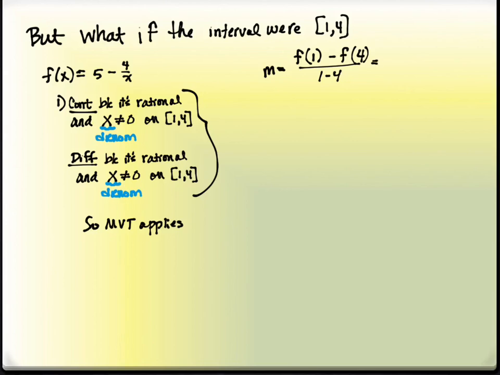Okay. So whether you're doing it in your head, plugging it in your calculator, or writing it down by hand, what happens when I plug the number 1 into 5 minus 4 over x? You get 1. What about when I plug 4 into 5 minus 4 over x? You get 4. And on the bottom, I have 1 minus 4. So this one's a very nice, clean one. They aren't always going to be nice and clean. You could end up with a fraction or an ugly decimal value here, of course. But here we end up getting negative 3 over negative 3, which is 1.